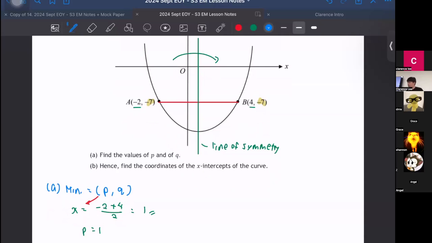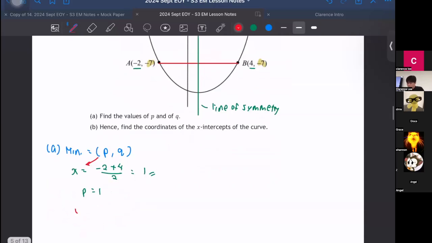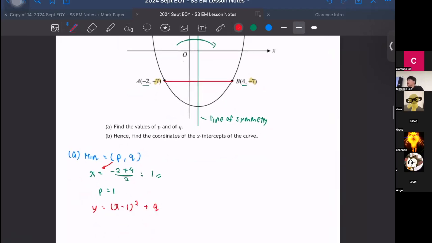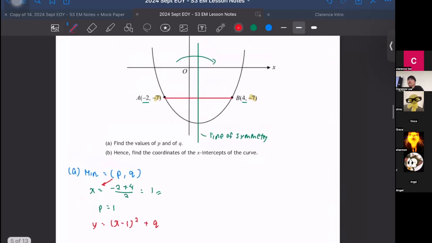Then afterwards, how to find q? When you have p, you can rewrite your equation into y equals (x minus 1) squared plus q. Do you have a coordinate on this graph? You have, right? A is (-2, -7) and B is (4, -7).